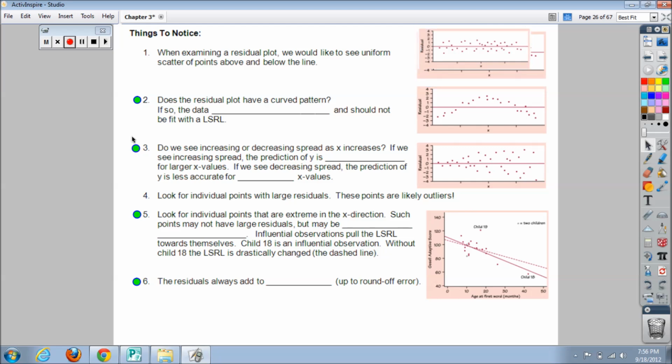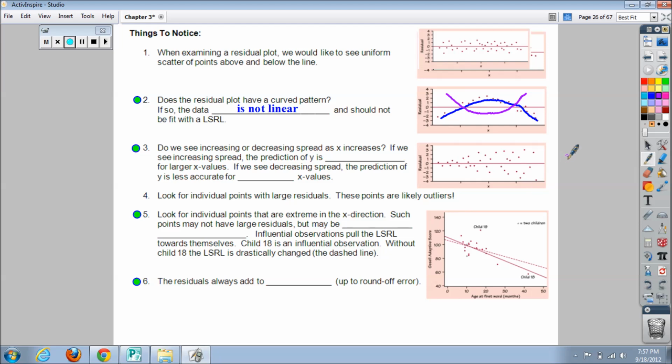All right, now does the residual plot have a curved pattern where you might see something like this? Okay, and I'll refer to this as a frowny face, or you might see a smiley face pattern. Okay, if you see that in your residual plot, the data is not linear, and you shouldn't use your least squares regression line to make predictions with it, because it's not a good fit.